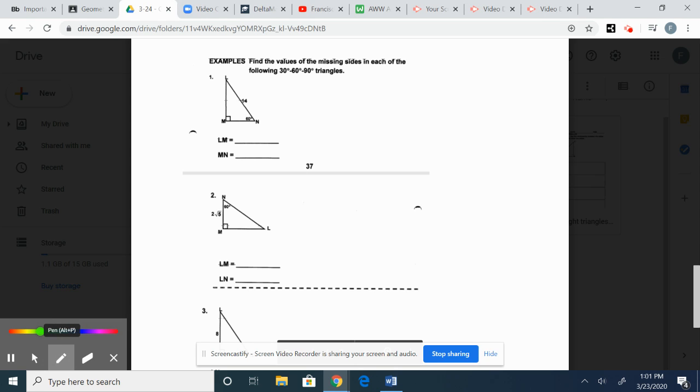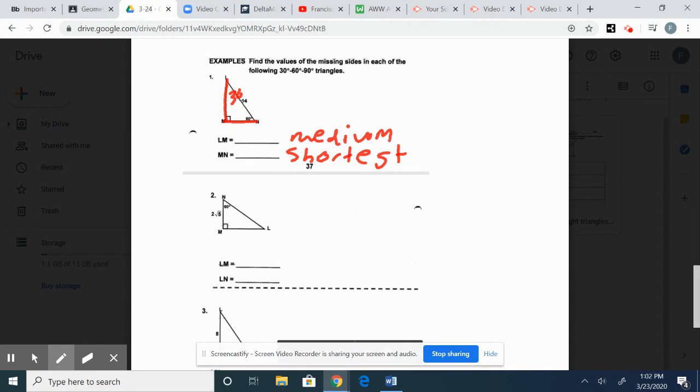So looking at our examples, we have the first example here, which is of a 30, 60, 90 triangle, with the hypotenuse at 14. Now we need to identify that MN is our shortest side, because that's the side opposite of 30. And LM is our medium side, because that's the side opposite of 60.